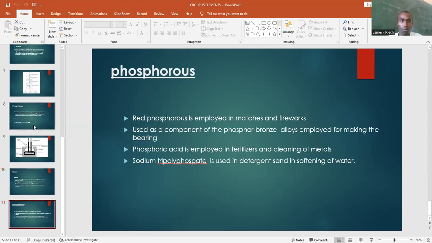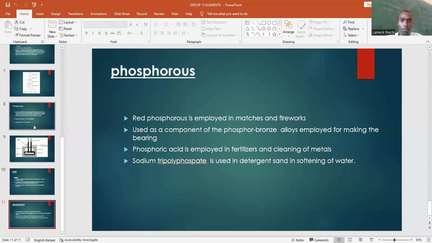Let's go to uses of phosphorus. Red phosphorus is employed in matches and fireworks. It is used as a component of the phosphor bronze alloys employed for making the bearings. Phosphoric acid is employed in fertilizers and cleaning of metals.